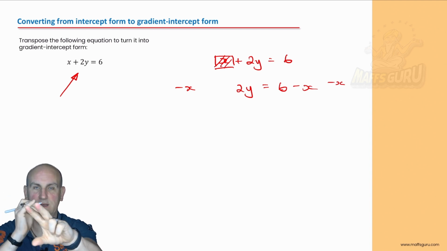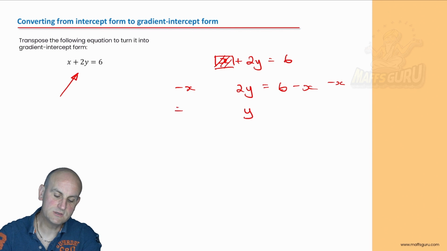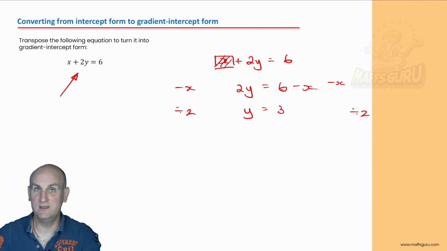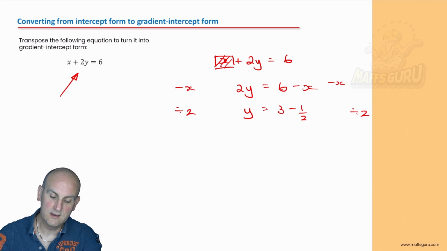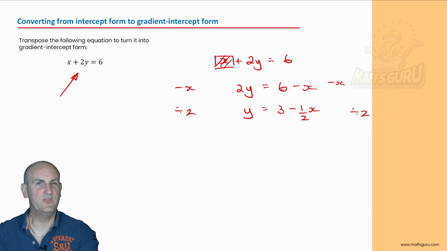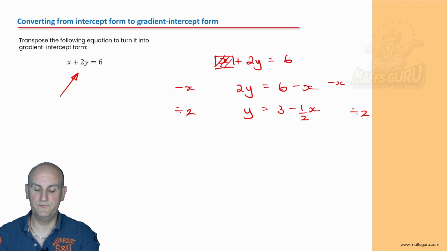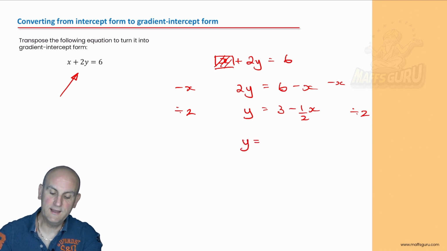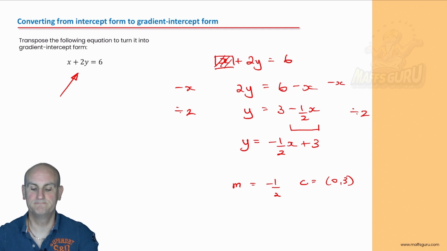I can now split up the kissing couple, so I'm going to divide everything by 2, and again, everything is divided by 2. 6 divided by 2 is 3. Now, x divided by 2 is a half of x. That becomes minus a half of x. And notice I write it like that, not x on 2. Sadly, that confuses people. I don't like it in that format, so I'm going to move my x term, which is minus a half x, first, and then the plus 3. And ka-ching, I have my gradient is minus a half, and my intercept is 0, 3.